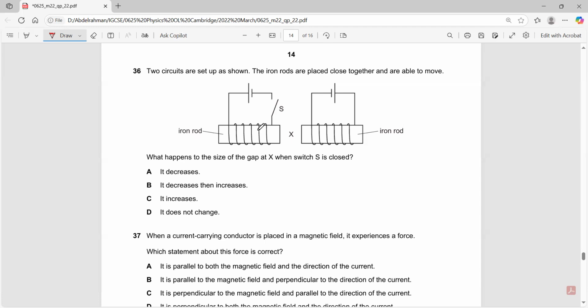If you have opposite magnetic fields, okay, let's see. When S is closed, what happens to this size? The size would actually increase. Yes, definitely, it should increase.